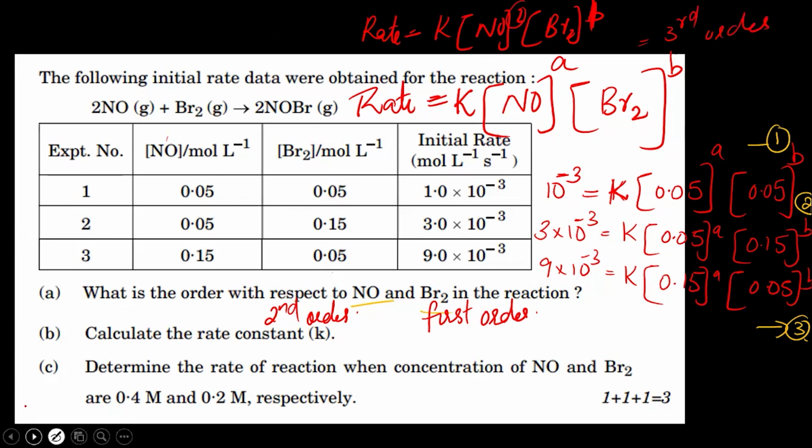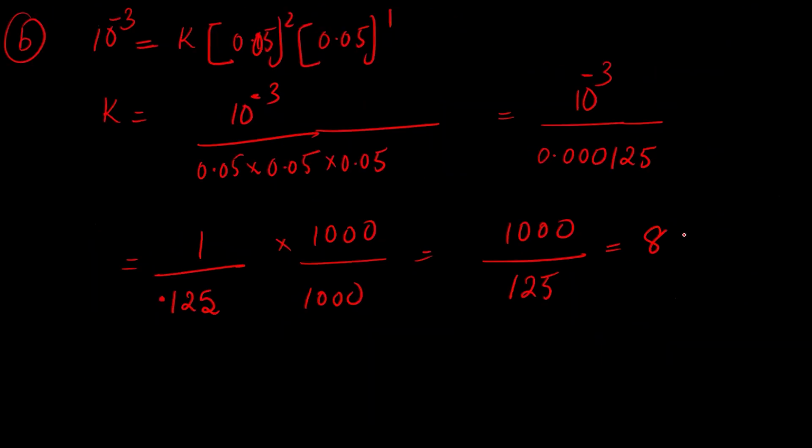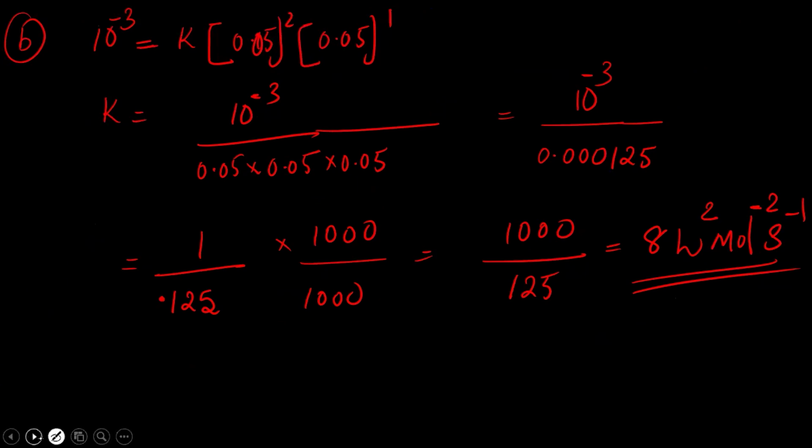What is the formula for third order reaction? What is the rate constant equation? It is L square mole raised to minus 2 S inverse. Yes. That is the equation. That is the B question answer. Now moving to the C question.